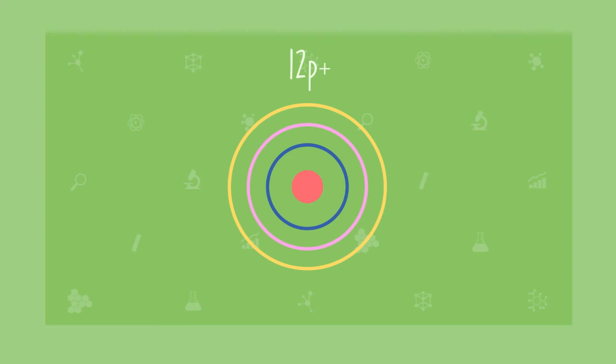Here we have a magnesium atom. We can see from the periodic table that magnesium has 12 protons and therefore 12 electrons. 2 of these electrons fill shell 1, 8 electrons fill shell 2, and 2 electrons fill shell 3. To become stable, magnesium would prefer that these 2 electrons went somewhere else so that it has a full outer shell of 8 valence electrons.